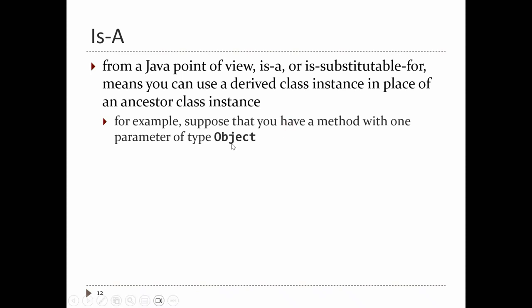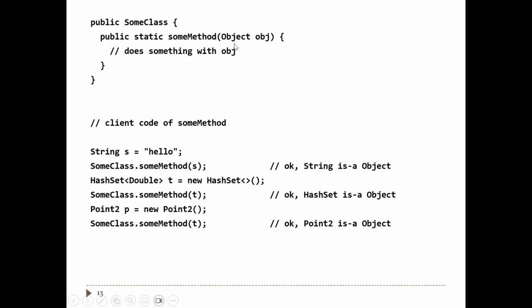So for example, if I have a method that takes in a reference of type Object. Remember, Object is the parent class, the superclass of all other classes. So when I call this method, I have to pass in an Object reference. Because everything inherits from Object, they are all substitutable for Object. So I can pass any reference to this method, and it'll work.